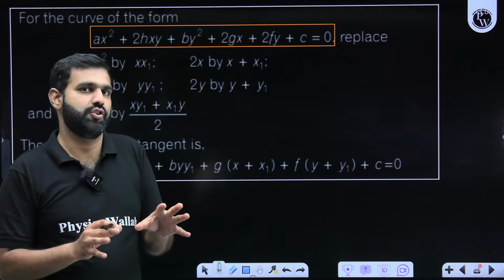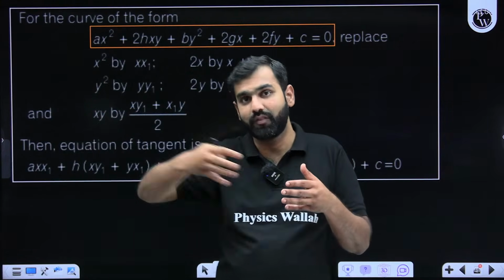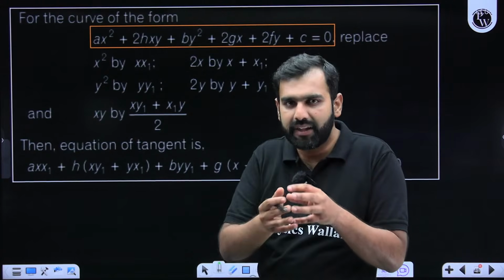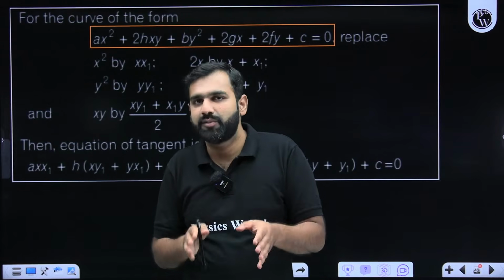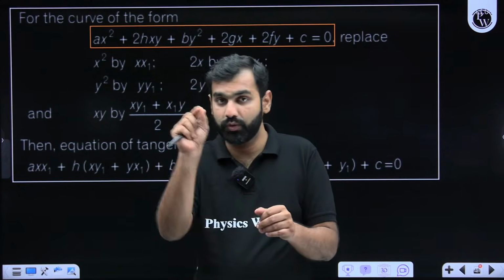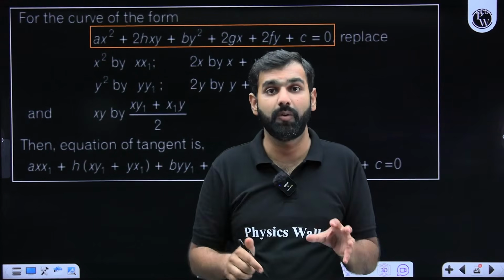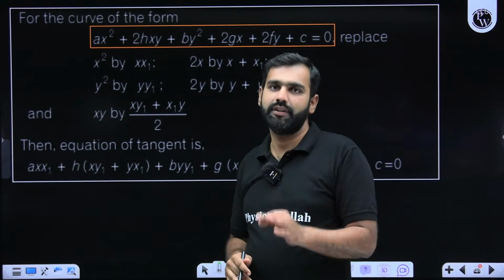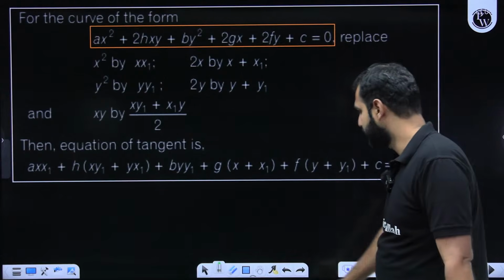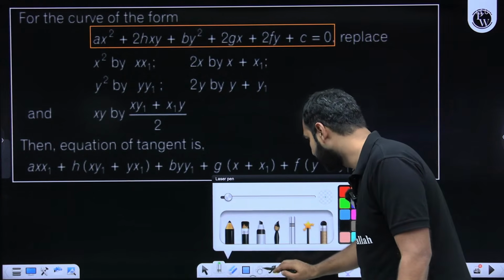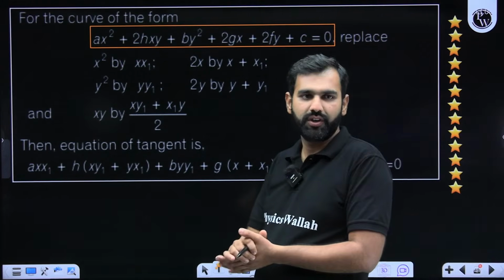So you need not do differentiation. You need not find the slope first and then write the equation of the tangent. By simply these replacements, x square by xx1, y square by yy1, x by (x plus x1) by 2, y by (y plus y1) by 2, and xy by (xy1 plus yx1) by 2, you will see the equation of the tangent. Isn't it interesting? So yes, you got to remember that. This is such a crucial and important idea which you must not forget. I hope you are there listening, watching and understanding.